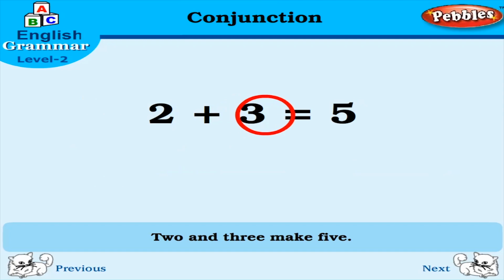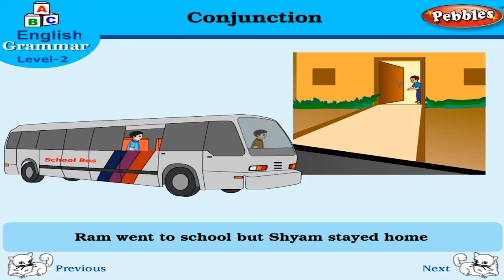2 and 3 make 5. The conjunction used in this sentence is and, which joins the parts of sentences together. Ram went to school, but Shyam stayed home. But is the conjunction used in this sentence. It joins the two sentences. Ram went to school and Shyam stayed home together.